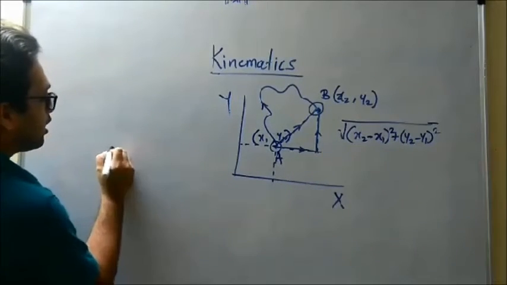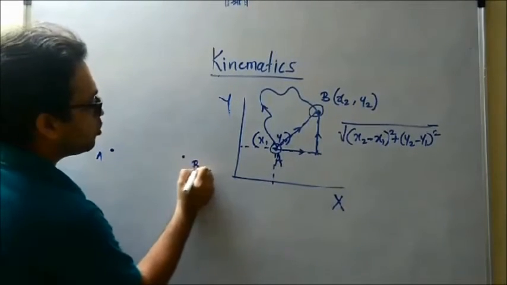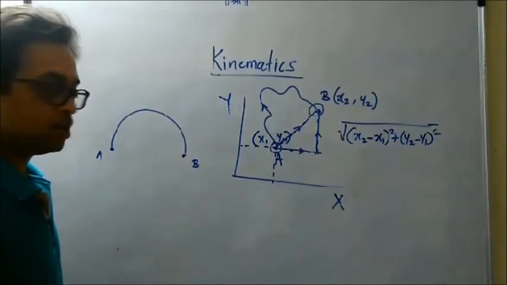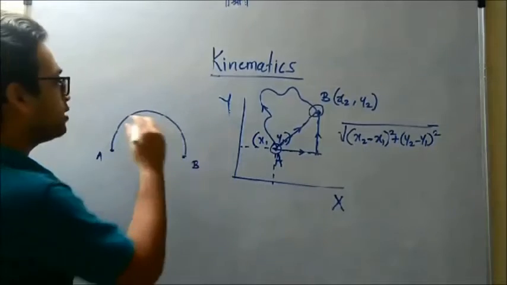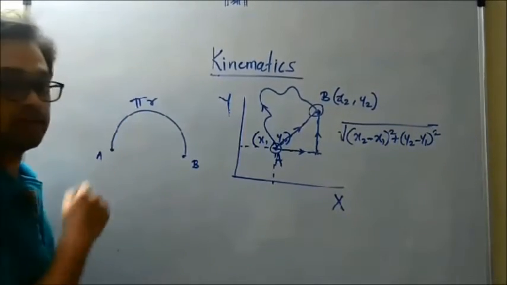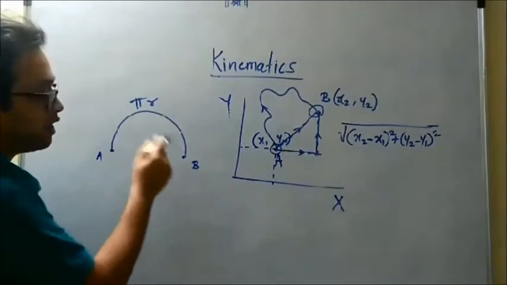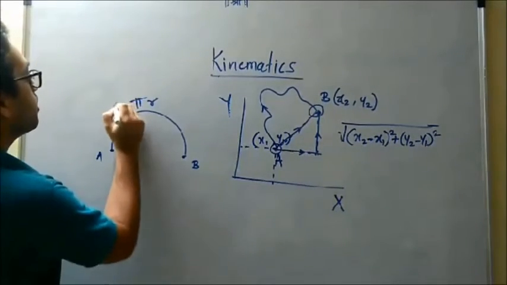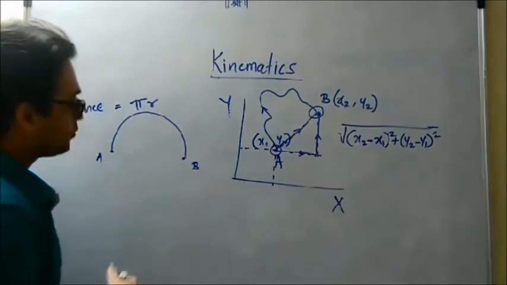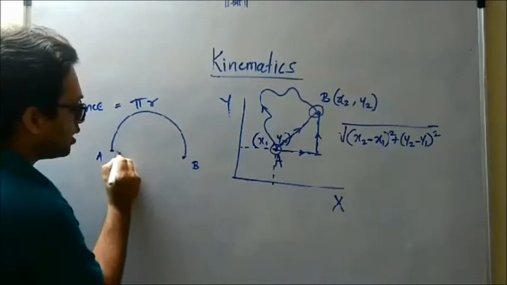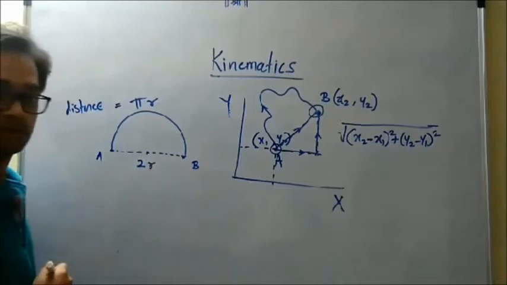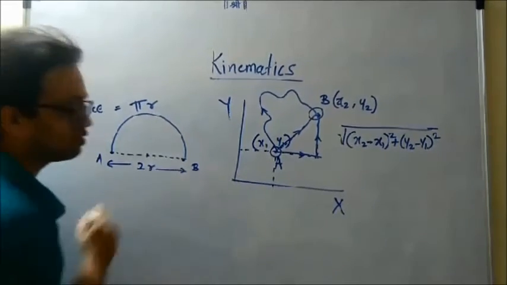So let us say that a particle moves from point A to point B over the circumference of a circle. What is the distance? It's the length of the path. So it's pi r, because the entire circumference of the circle is 2 pi r. Half of it is pi r. So that is my distance. Whereas the displacement must be the straight line joining the 2 points. That is 2r, the diameter of the circle.